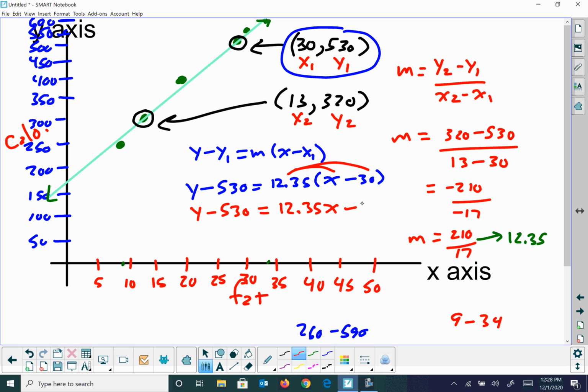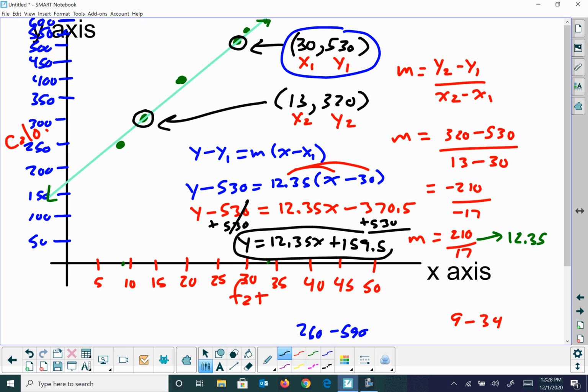comes out to, and it's negative 370.5. And then what you want to do is get y by itself, so you're going to add 530 to both sides. And notice I'm not adding it to the other x value. I'm adding, so those cancel. I want to have like terms. So I'm going to come up with positive 159.5. So this is my line of best fit equation. Okay, so let me write that down so I can use it on the next screen.